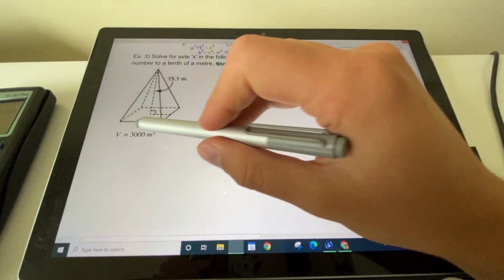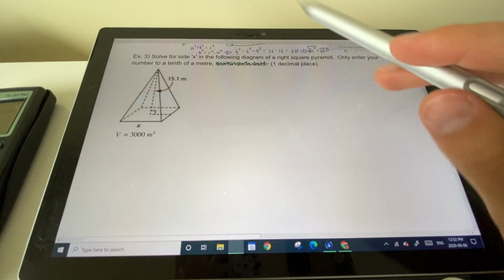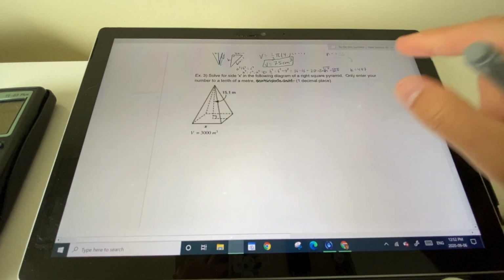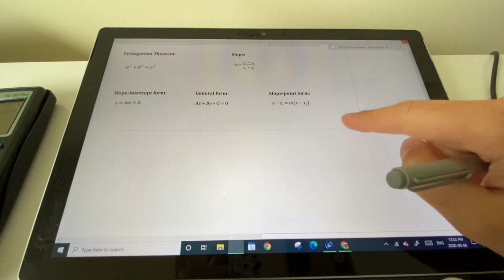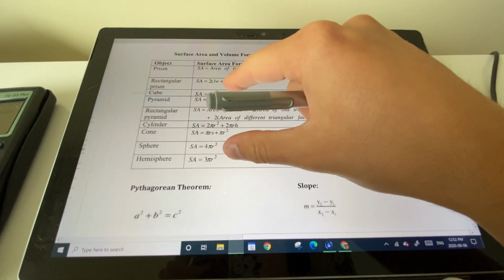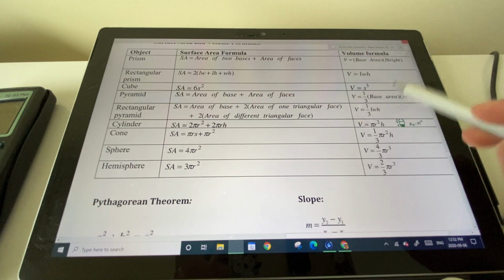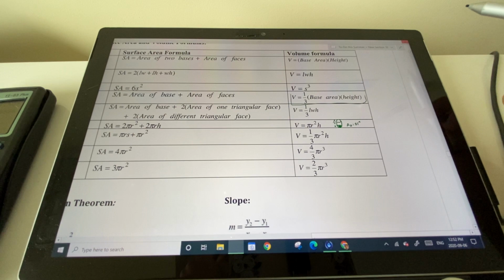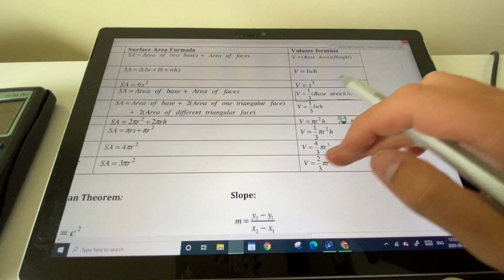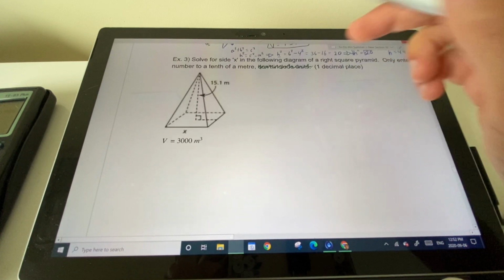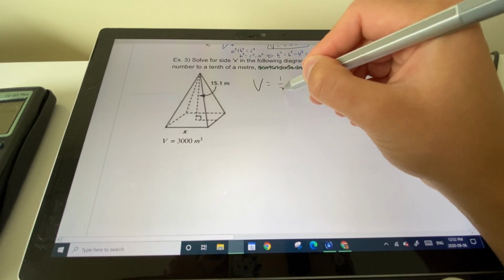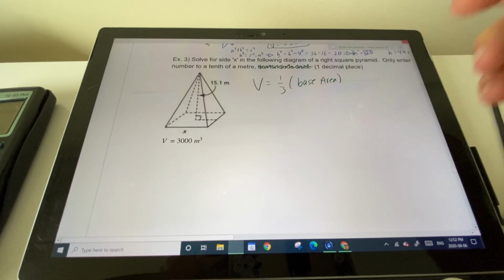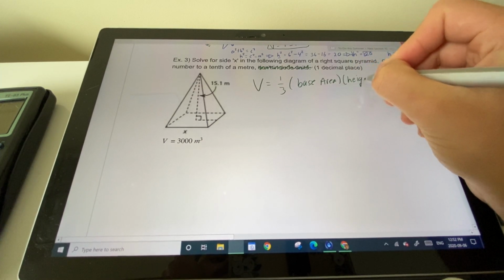So we're solving for x here. This is a right square pyramid, and it gives us a volume. So let's go to a pyramid. And if we look at our pyramid, go to your volume. The volume is found here. The volume is 1/3 base area times height. So let's write that down. The volume for this guy is 1/3 area of the base times the height.